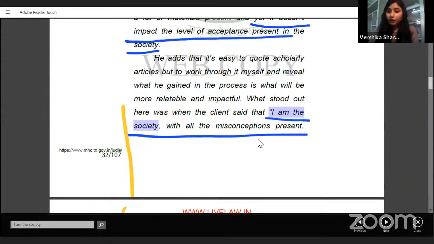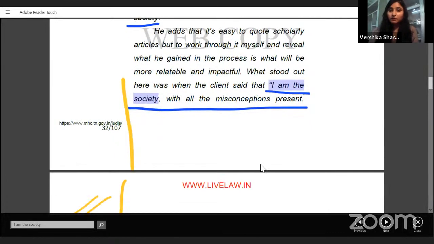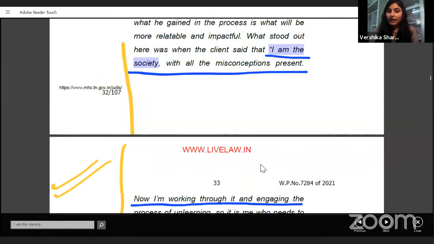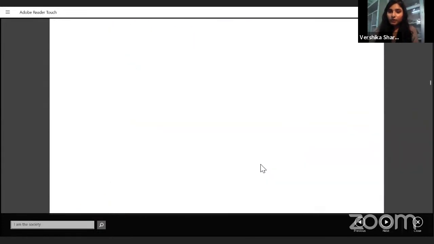So this is something that I wanted to show you. This is one part which struck me, and this is exactly the point on which I went about writing a case comment, which I will share with you guys. After that, I also want to show you a couple of things. First of all, just look at this copy.